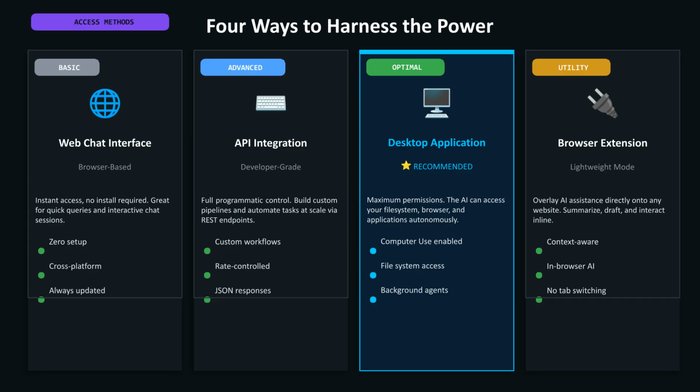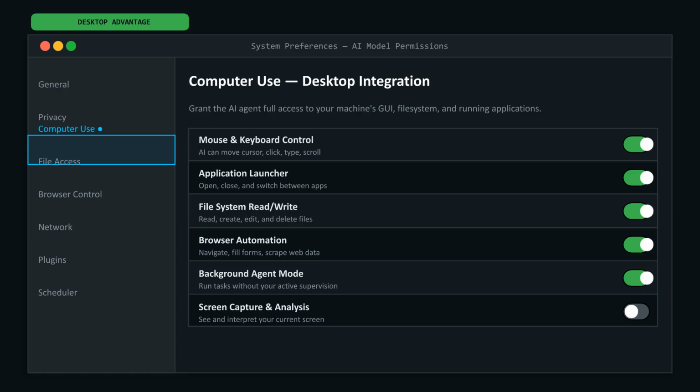The web chat interface is basic and browser-based. API integration is developer-grade for custom pipelines. The browser extension offers utility and inline assistance. The recommended optimal method is the desktop application, providing maximum permissions and autonomous use. The desktop integration allows the AI agent full access to your machine's GUI, file system, and running applications. This includes mouse and keyboard control, application launcher, file system read/write, browser automation, and background agent mode.